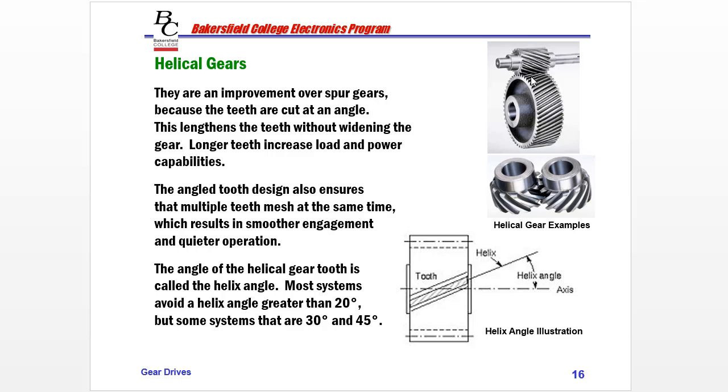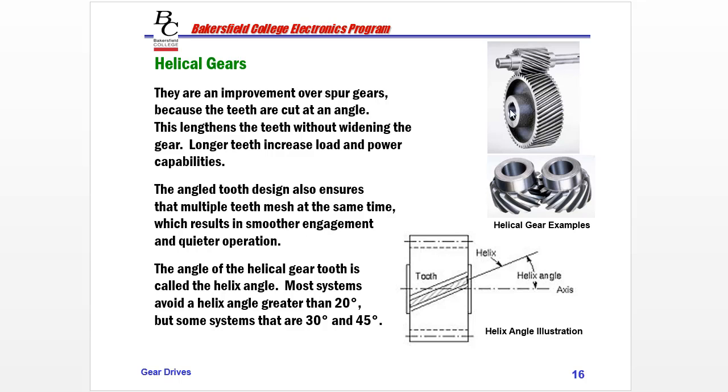Longer teeth means that we have an increased load and power capability because we have more contact. We can force more load because there's more contact with each gear. We're not just using the small side and tip of a tooth. We're using a lot more of the tooth with a helical gear. Because they're angled, we also have multiple teeth meshing at a time, many more than in a spur gear set. So this results in smoother engagement and quieter operation than spur gears.